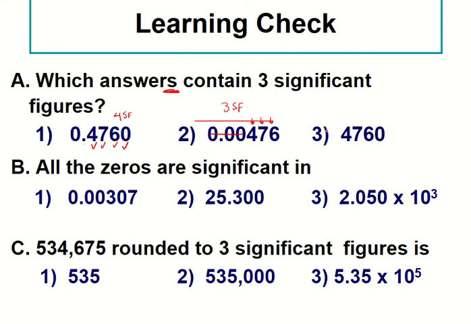Let me work on the last one: 4, 7, 6, 0 at the end, no decimal, so no sig fig. So 1, 2, 3. So it looks like the correct answers are 2 and 3.